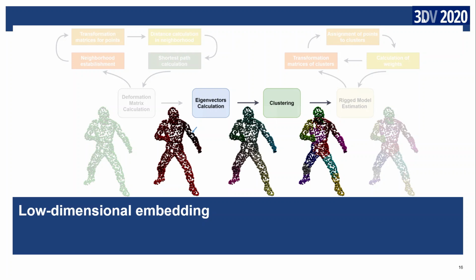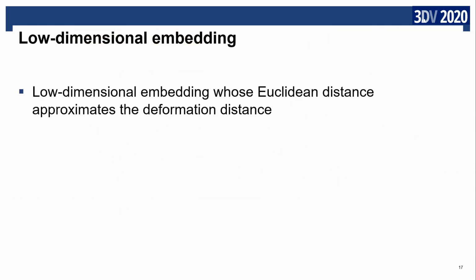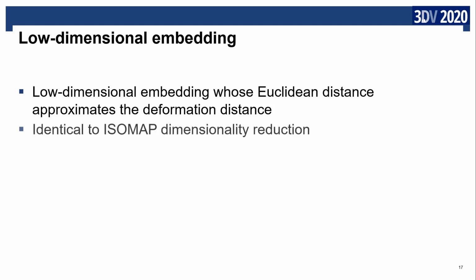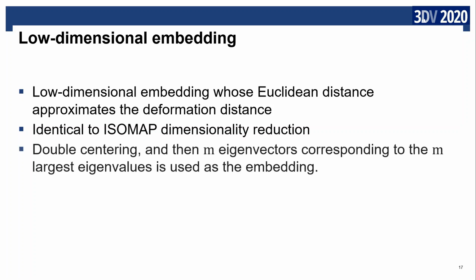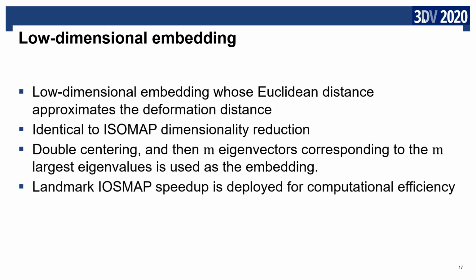After calculating this matrix, we proceed to calculate the low-dimensional embedding of point tracks. We aim at an embedding whose Euclidean distance approximates the deformation distance, which can be formulated as isomap dimensionality reduction. Thus, algorithms for that apply. After performing double centering, the m-dimensional embedding is recovered using m eigenvectors corresponding to the m largest eigenvalues. Notice that technique of landmark isomap can be deployed to improve computational efficiency.